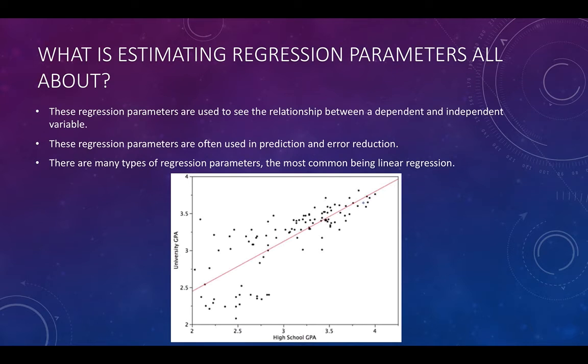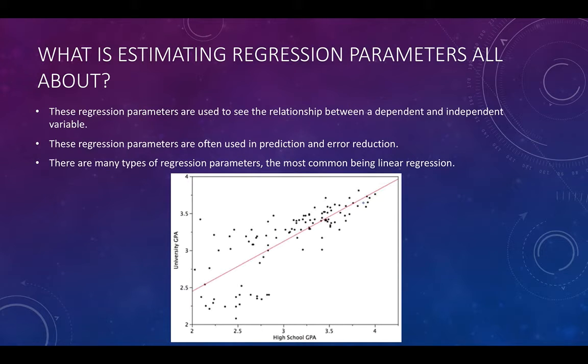The point of regression parameters is to show there is a possible predictive correlation between a dependent and independent variable. The most common regression is a linear regression, since it's the easiest to see the correlation of these two variables. This example shows the relationship between a student's high school GPA and their college GPAs. Based on the student's high school GPA, or independent variable, you could predict the student's college GPA, or dependent variable.